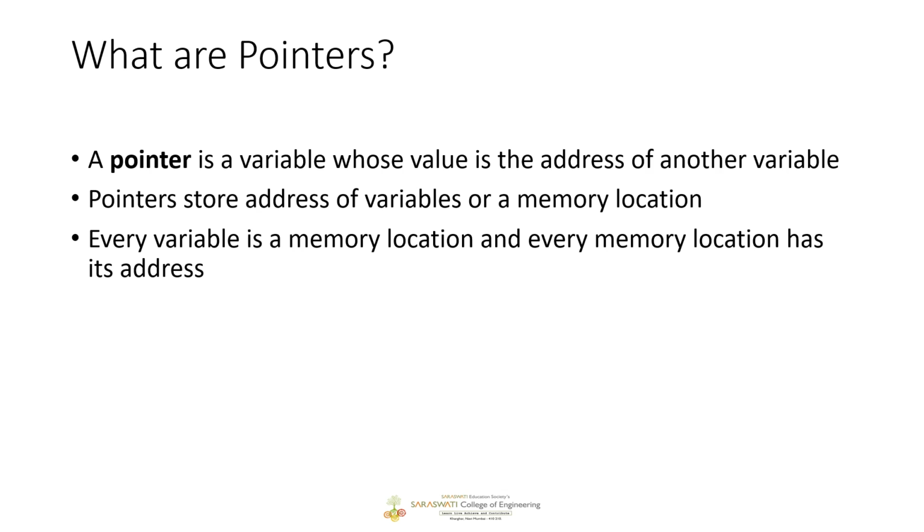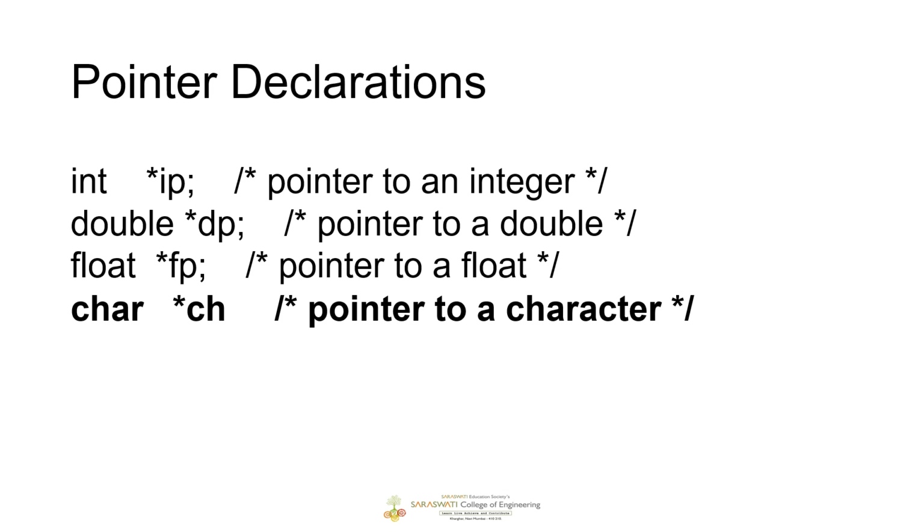Now what is a pointer? Pointer is also a variable, but this type of variable is used to store address of other variables. If I say int C, C is a variable and C will store integer values. If I declare a pointer type variable, then it is a variable, but what will it store? It will store address of some variable. So pointers store address of variables or a memory location. And as I said, each memory location has a different address.